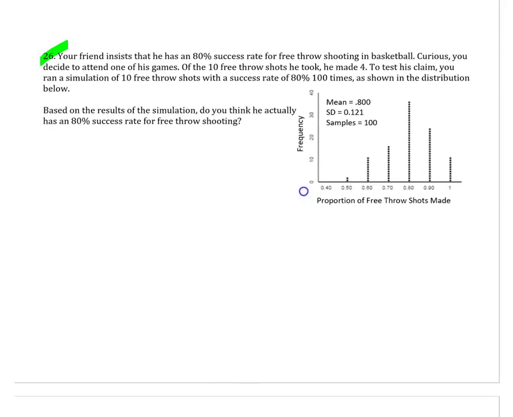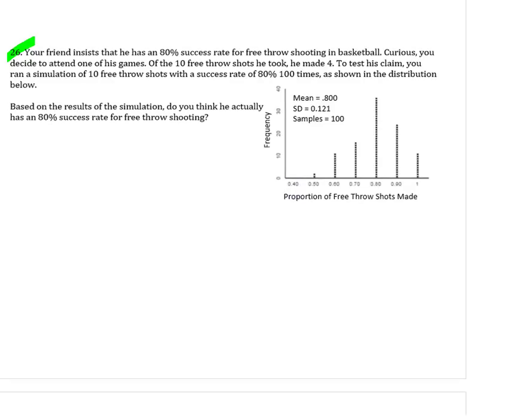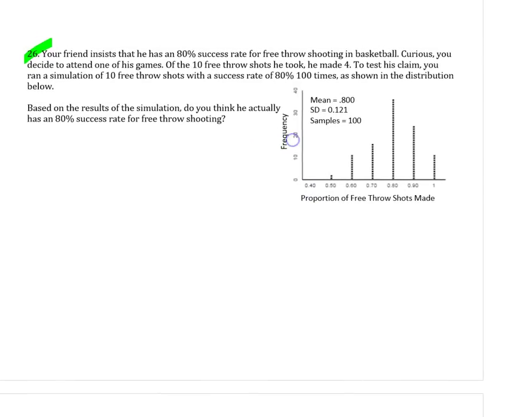Alright, your friend insists that he has an 80% success rate for free throw shooting in basketball. Curious, you decide to attend one of his games. Of the 10 free throw shots he took, he made 4. To test this claim, you ran a simulation of 10 free throw shots with a success rate of 80%.